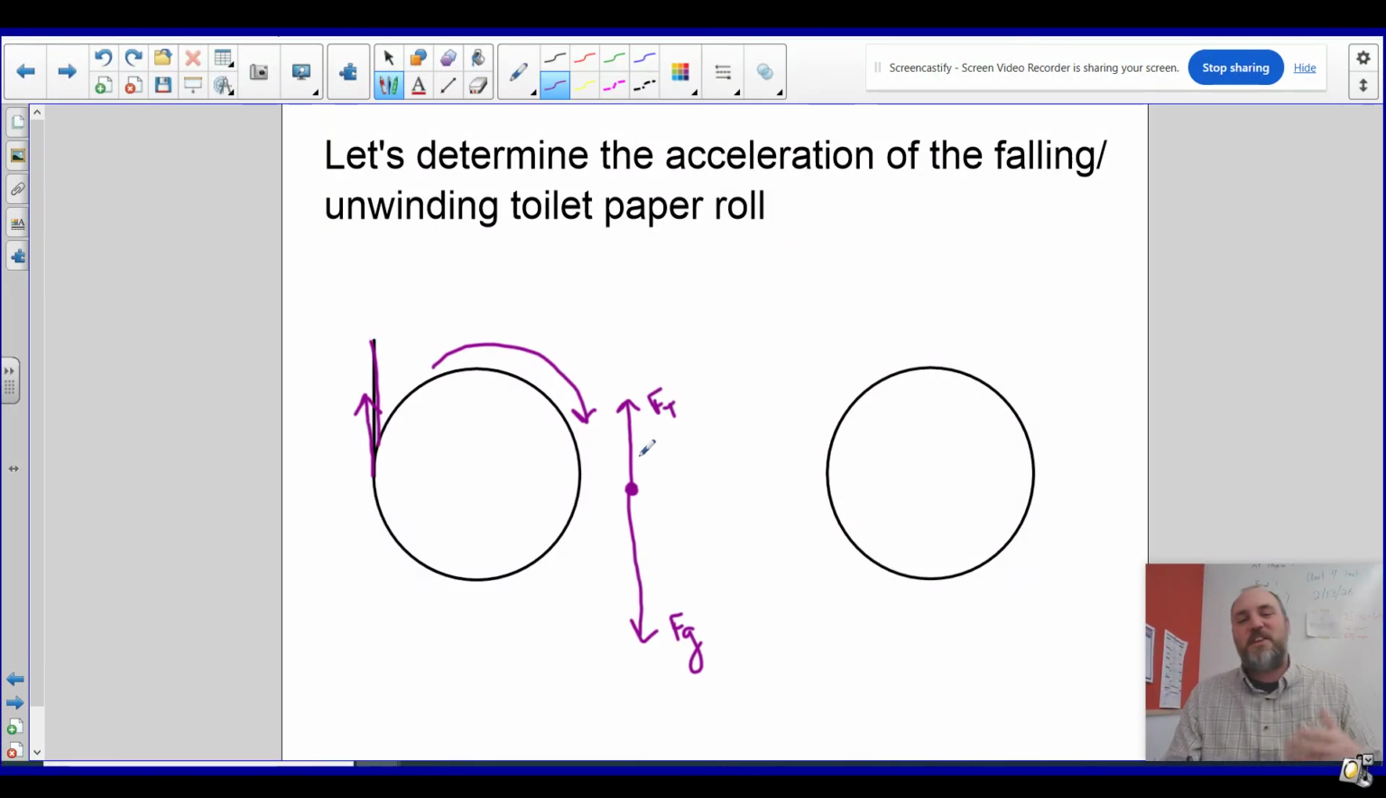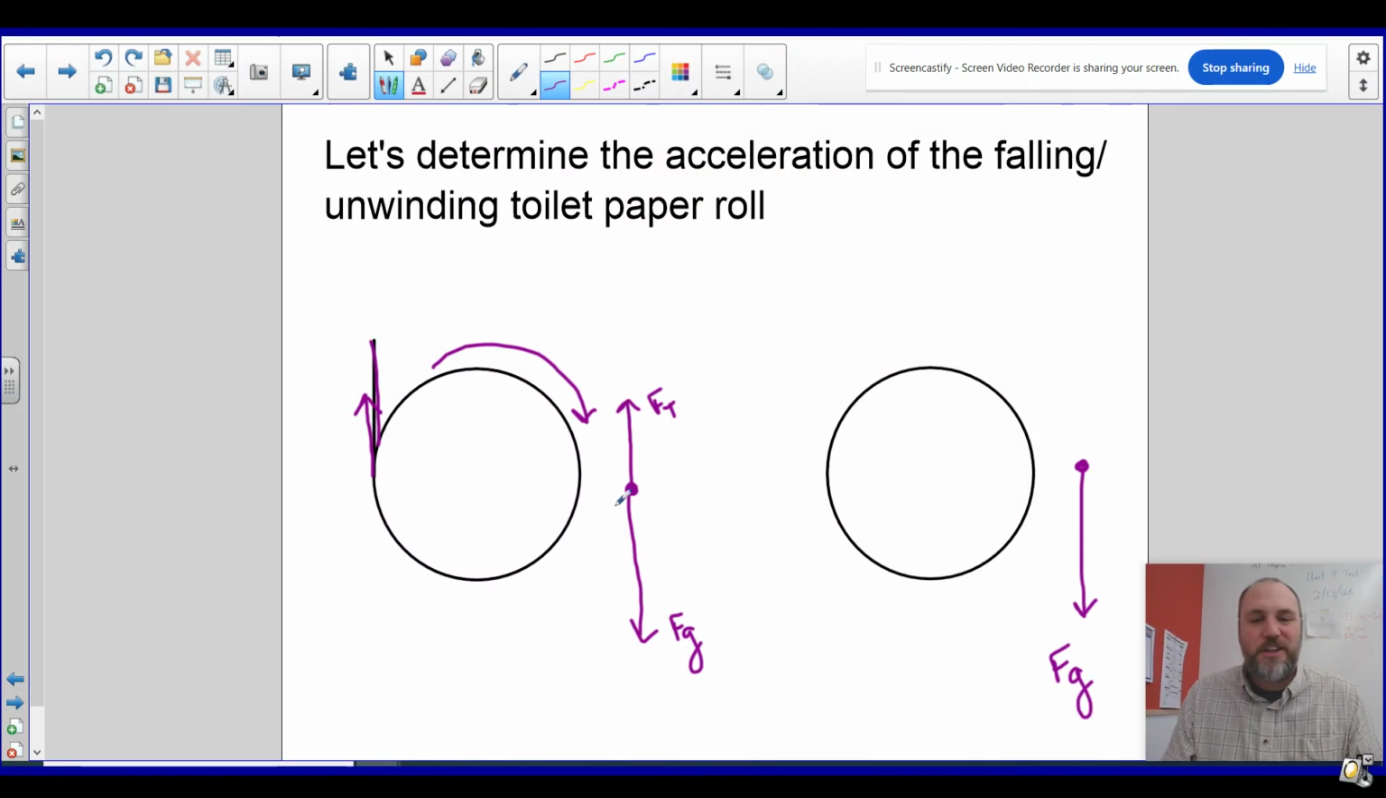Now, the one thing I know is that this tension is going to be less than Fg, because I'm confident that when I release that roll of toilet paper, it's going to drop. It's going to accelerate downward. So I need a downward net force. And for the one that I just drop, I'm going to put Fg only, and it should be clear from the free body diagram that the acceleration of the unraveling toilet paper is less than 10, the acceleration of the free falling toilet paper.